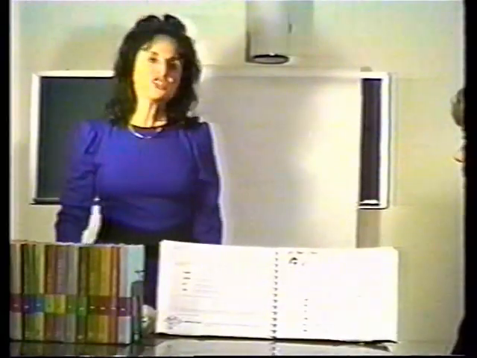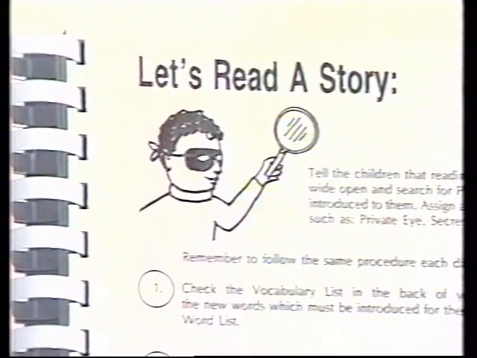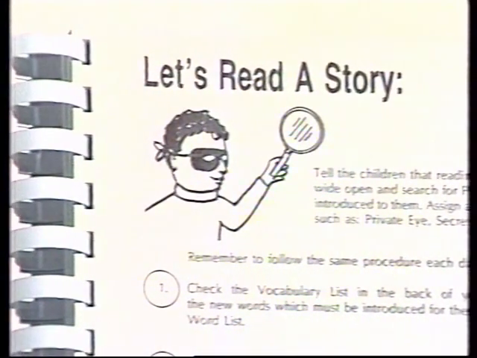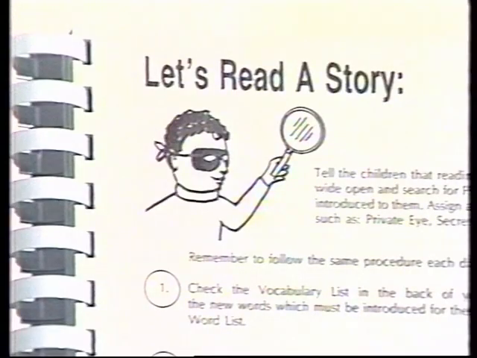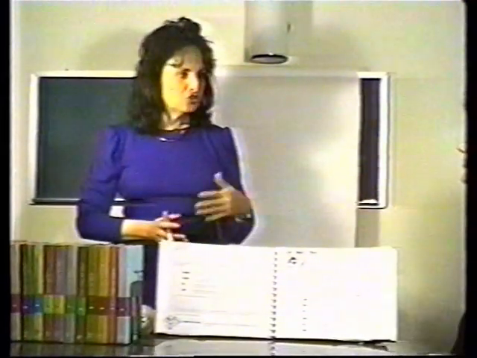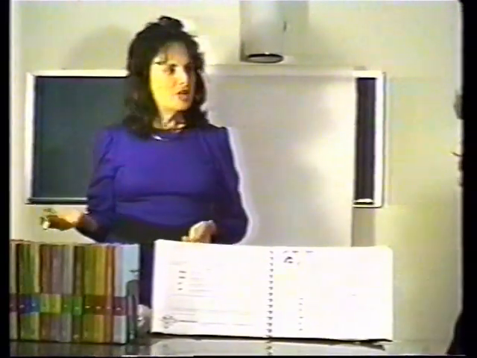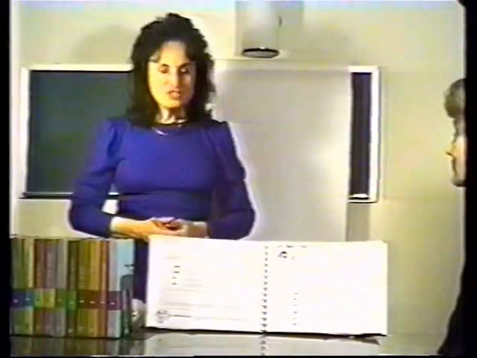We're going to read a story right from the beginning to the end. First of all, tell your children that reading is like a detective game because they're going to be looking for clues. And assign to each child a special detective name during the reading period. For example, they could choose their own names like 007, Private Eye, Batman, Secret Agent, whatever name they like. Be sure to follow the same procedure for each reading group.